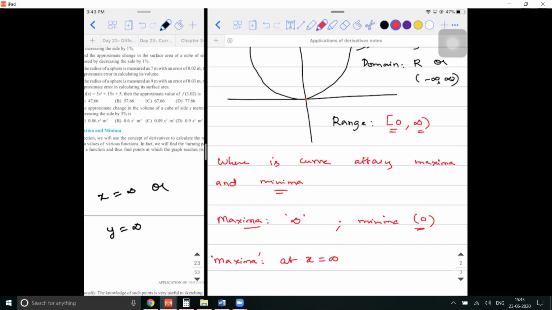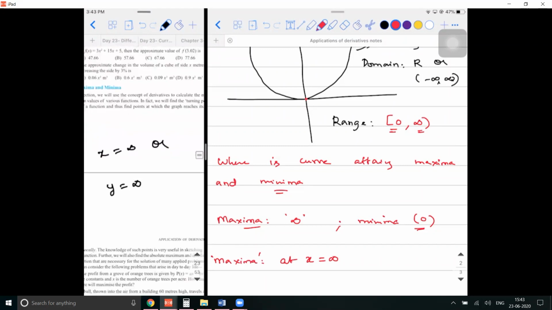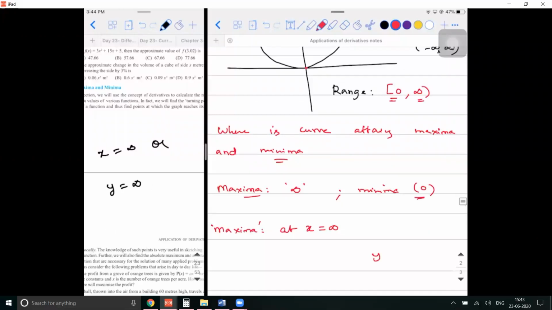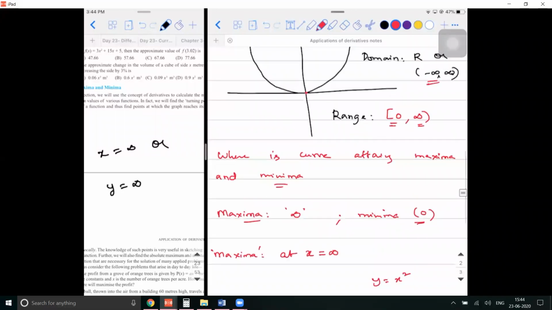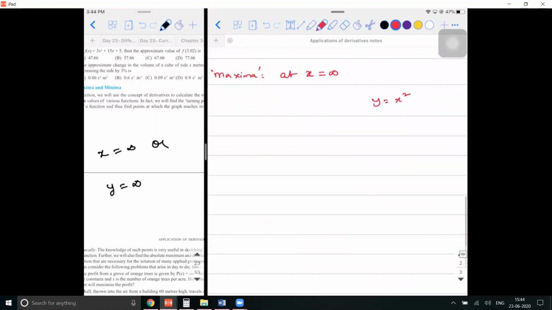If I ask you to do it by trial and error, suppose I give you a curve like y is equal to x square, and you yourself told me the domain is real numbers. So how many inputs are possible? Infinite numbers are possible for you to substitute in that x square. If I ask you to do all the trial and error, you will sit and do it throughout your life and you will not get the answer.